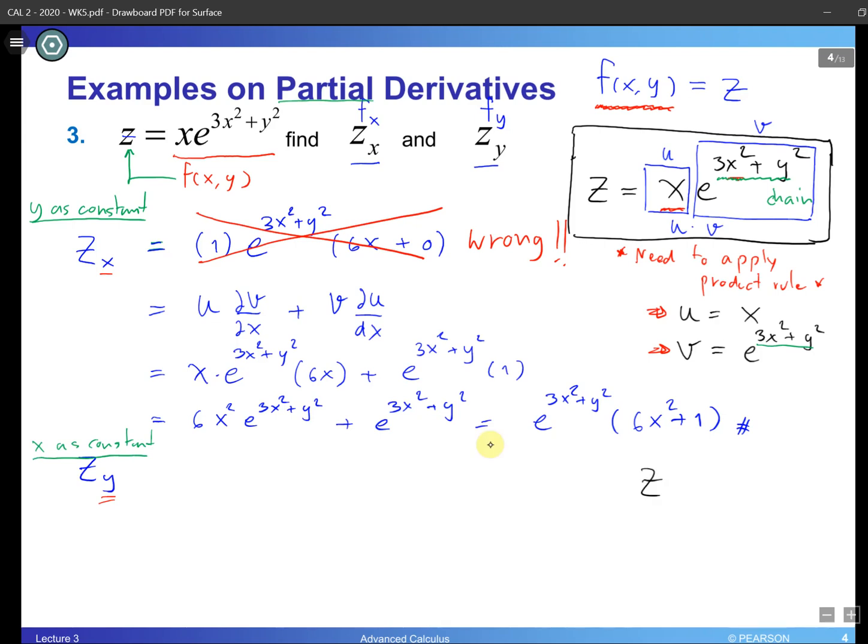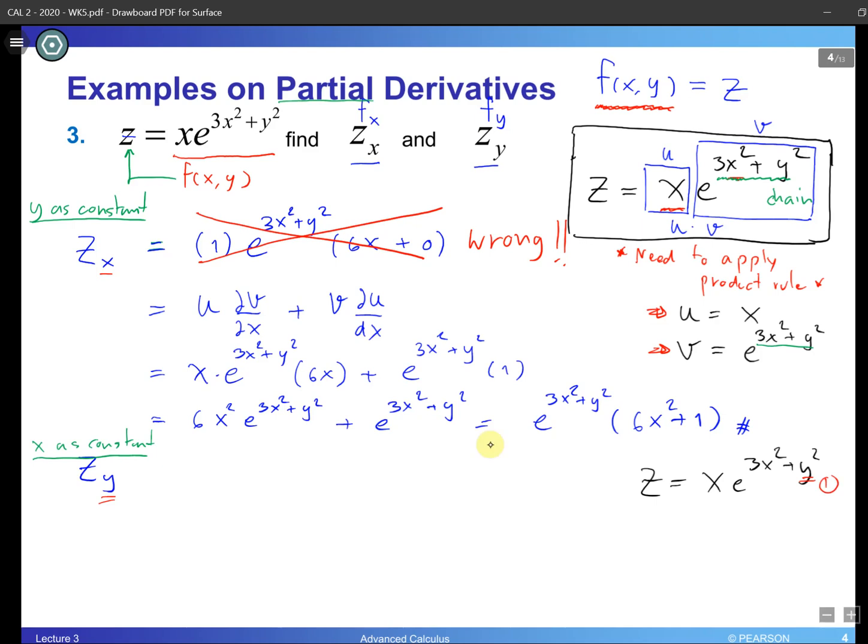z, let's write it down again. z equal to x e to the power of 3x squared plus y squared. As you can see, here we are working with y, and there is just one y right here. So y is not at the front like x that we just did. So here we don't need to apply the product rule because we only have one y right here. So we just need to differentiate this with respect to y normally.